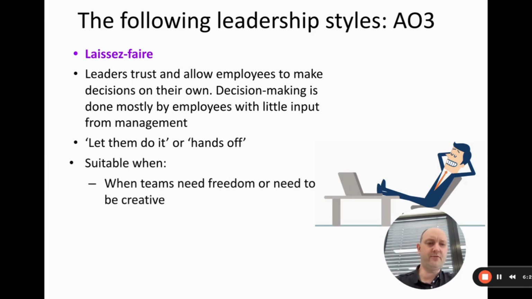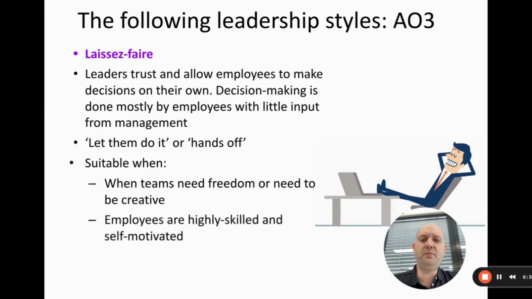If teams need freedom or need to be creative, then allowing teams the autonomy to actually go and do what they want is more likely to lead to these things. And it works best when employees are highly skilled and self-motivated. Clearly, if you have employees who are not motivated, if managers are not watching what they're doing, then there's going to be a tendency to slack off, to not do much work. So it works well when employees are self-motivated and well skilled and therefore able to direct themselves.